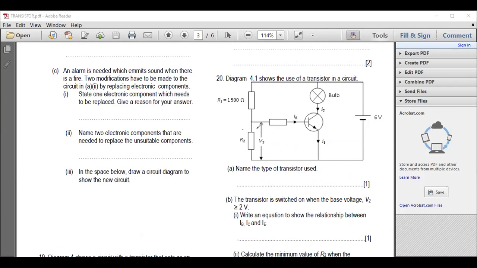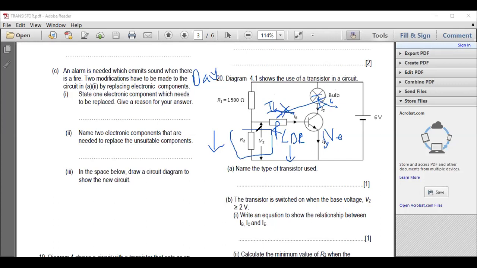So this one, right? If you change this one to LDR, they say it doesn't light up when day, right? So if daytime, what happened? Resistance of LDR will be low. So that means the voltage here will be low, right? So your VBE will also be low. That means base emitter voltage will be low. So there won't be any base current, there won't be any collector current. So that's why in daytime it doesn't light up.